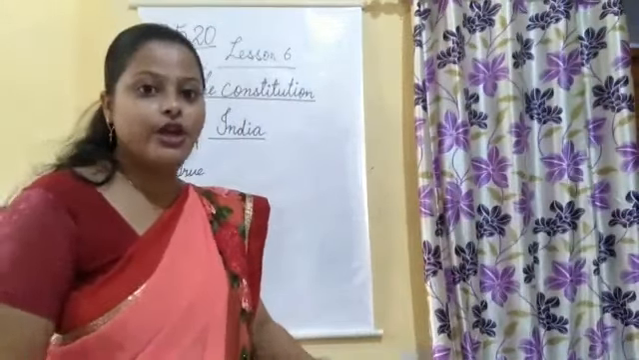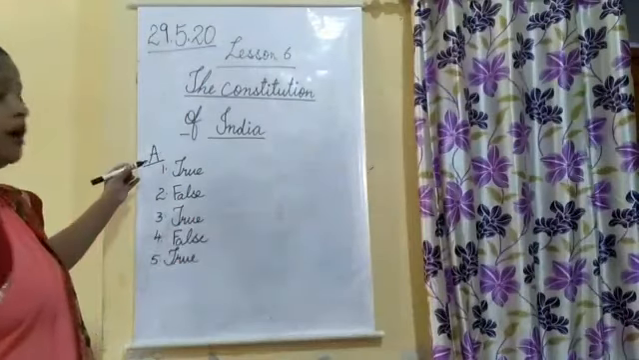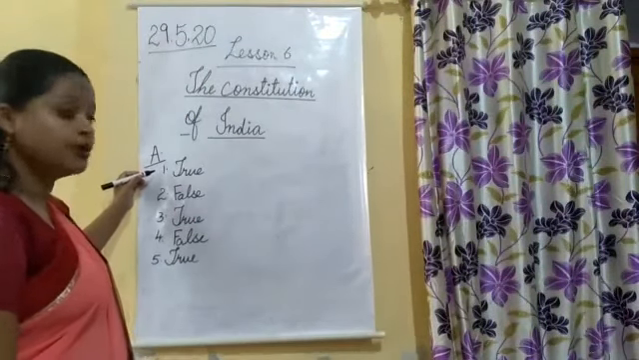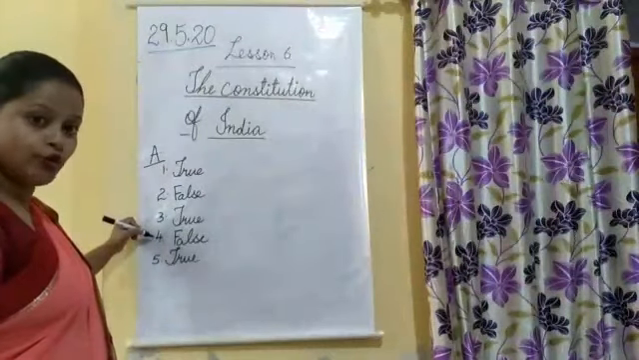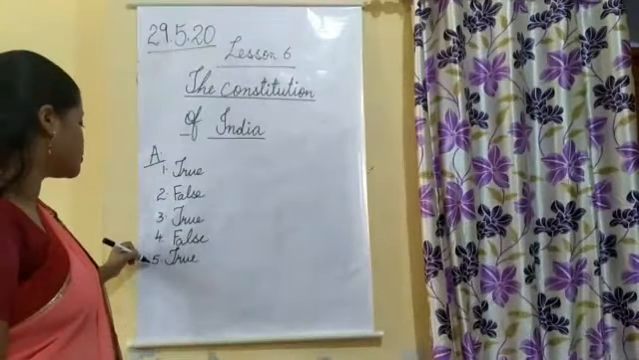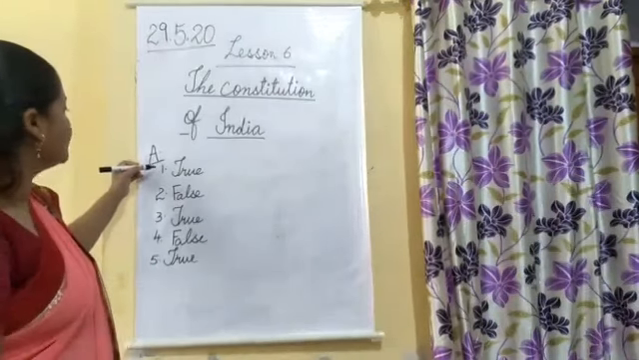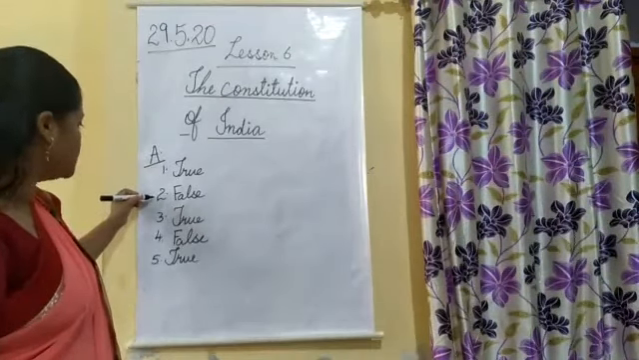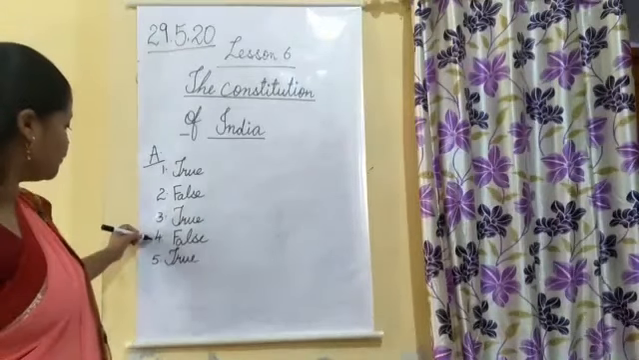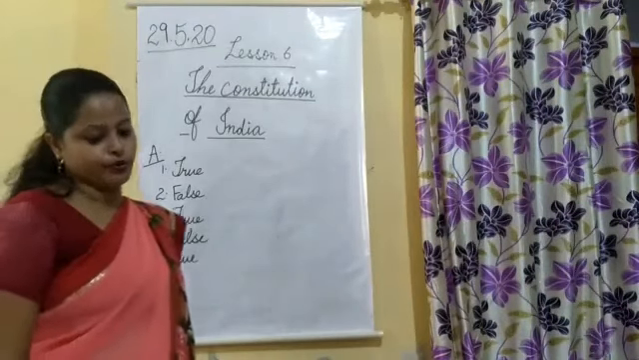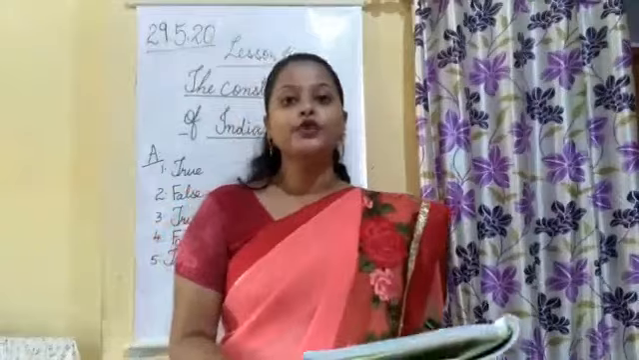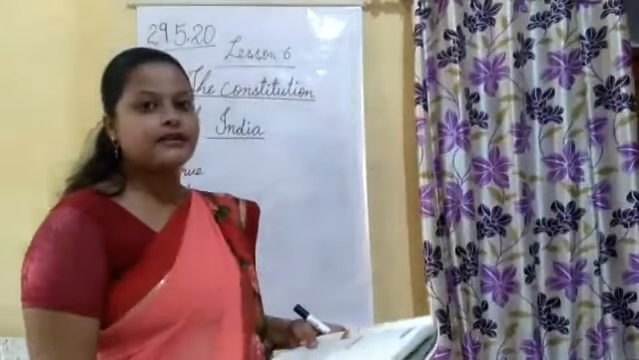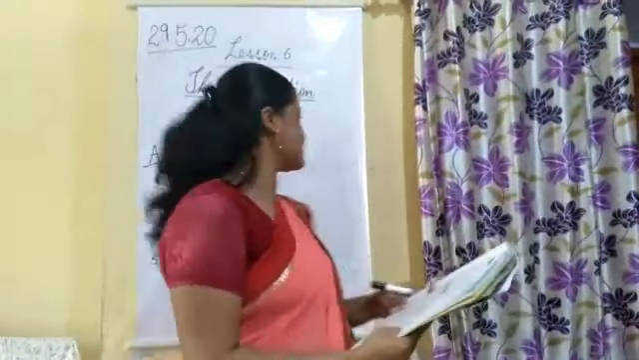Please check the answers. True and false. First one, true. Second, false. Third, true. Fourth, false. And fifth one, true. Again I'll repeat. First, true. Second, false. Third, true. Fourth, false. And fifth, true. I hope you have written the answers in your book. Now let's move to the next exercise, that is the fill in the blanks.